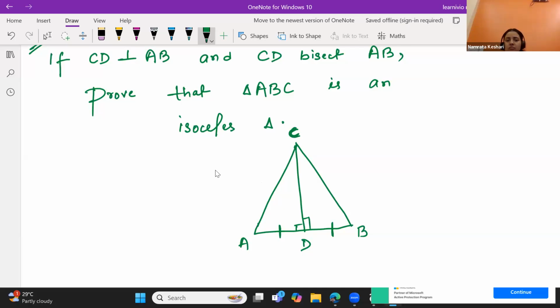Which two triangles can be taken over here? Who will say? Which two triangles can be taken over here, if the given information is this? Ma'am, triangle ABC.